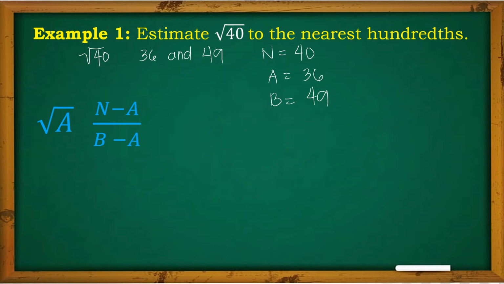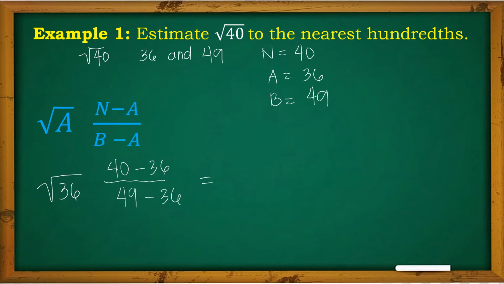Una, gayahin natin to, square root of A. Ang A natin is 36, so sinulat ko lang siya dyan. Tapos sa fraction part natin, ilalagay natin yung N. Ang N natin is 40. Ang A natin is 36. Tapos B minus A. So, kuhanin nyo yung B, which is 49. Ima-minus natin doon si 36, which is A. Ngayon, i-simplify na natin sila.